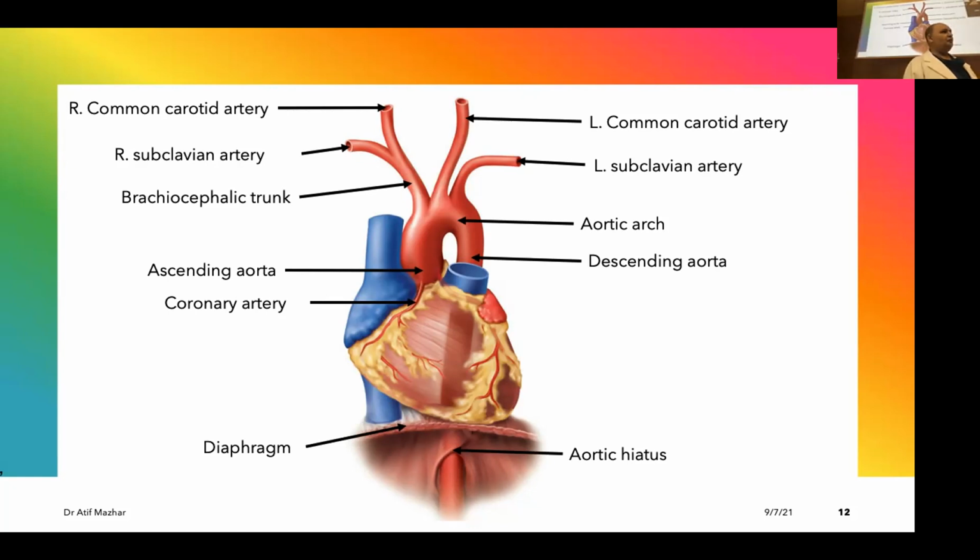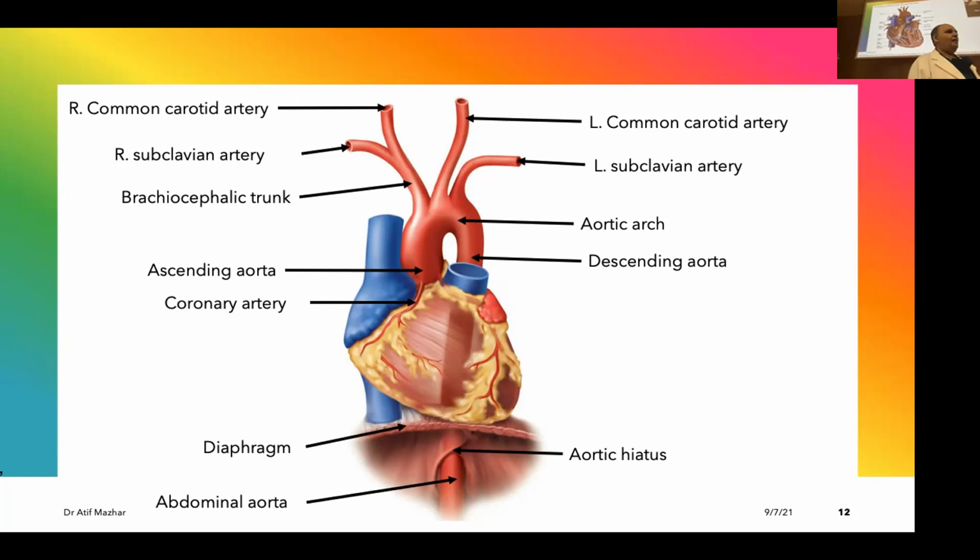Are we good so far? There's a hole in the diaphragm, and this hole transmits the abdominal aorta. And you're looking at the abdominal aorta, which is going to supply everything in my lower limbs. Are we good so far?